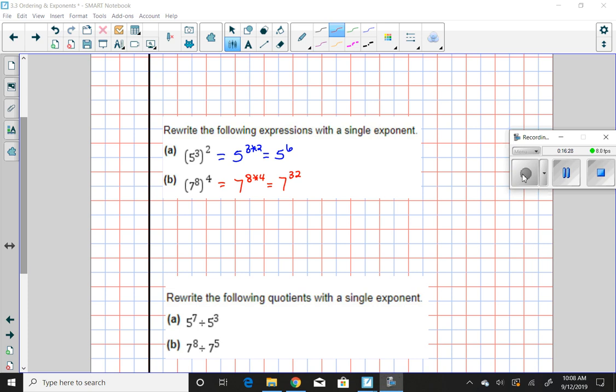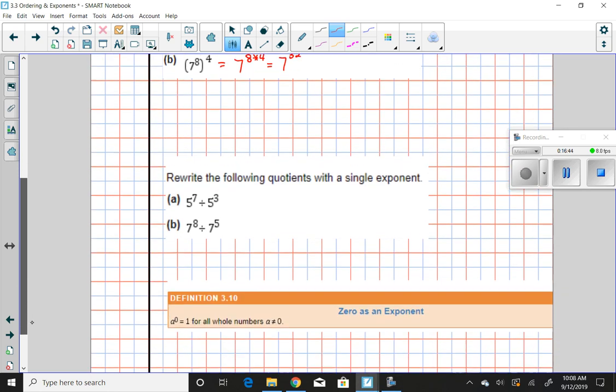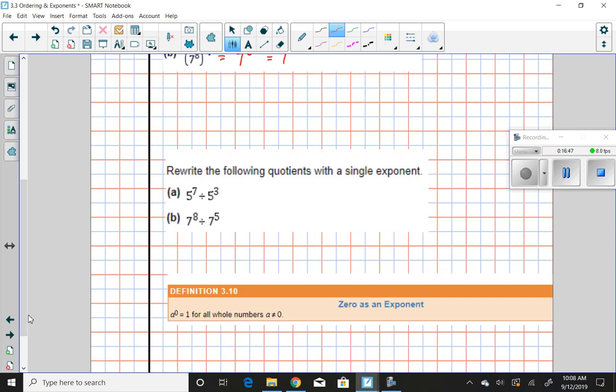Okay, so for A, I have 5 to the 6th power because you're just going to multiply a power to a power. And for part B, I'm going to have 7 to the 32nd power. Again, 8 times 4, 32. All right, 2 more. Go ahead and find the answers to these 2 division problems. Hit pause and check your answer with me. For A, I got 5 to the 4th power, and for B, I got 7 to the 3rd power. Hopefully you do remember these from way back in the day when you were in high school.